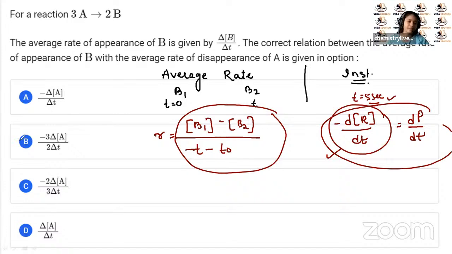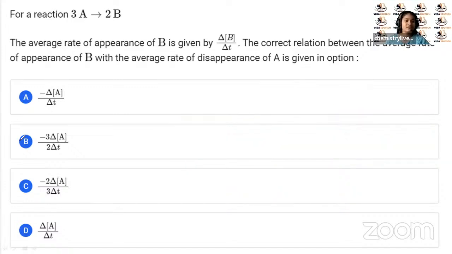Okay, so there are two types: one is your average rate of reaction and the other is your instantaneous rate of reaction. So suppose there is a reaction 2A plus 3B gives rise to 4C. Okay, something like this. So when we write this, how do we write? We write it as these coefficients, the stoichiometric coefficients, they go in the denominator, right?